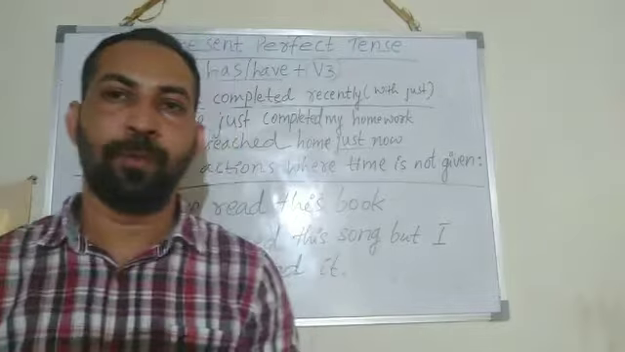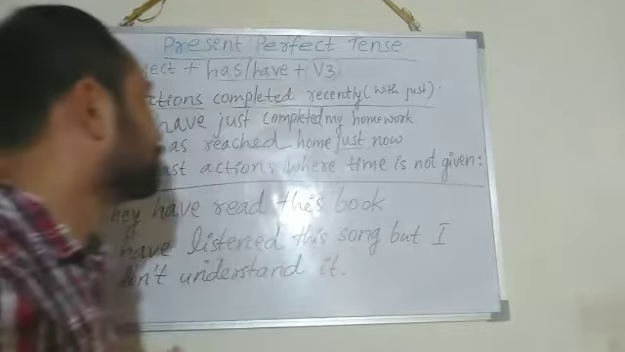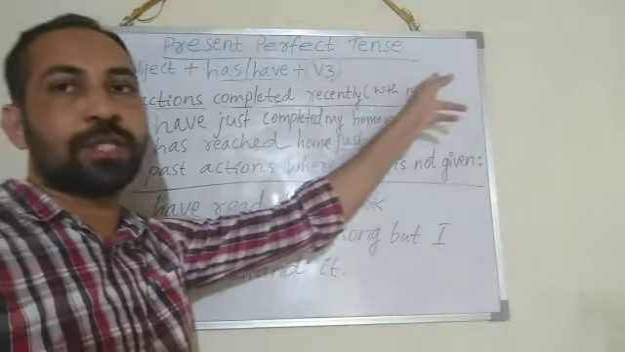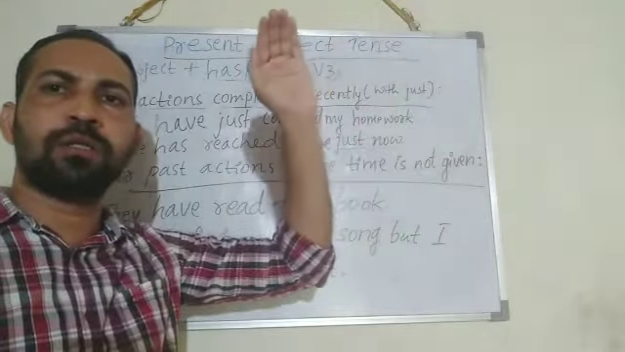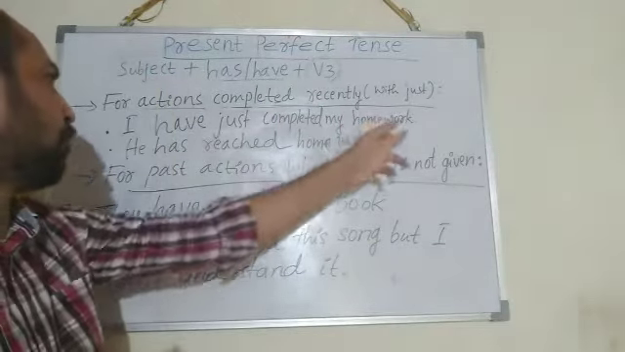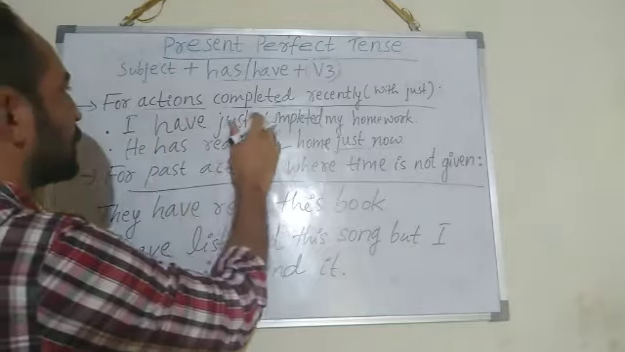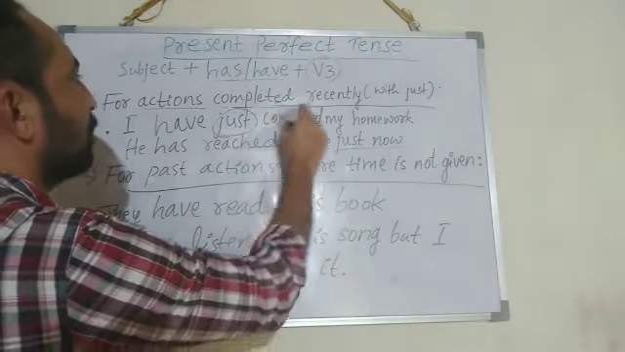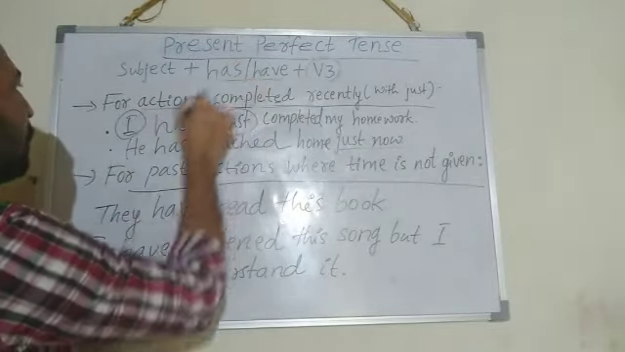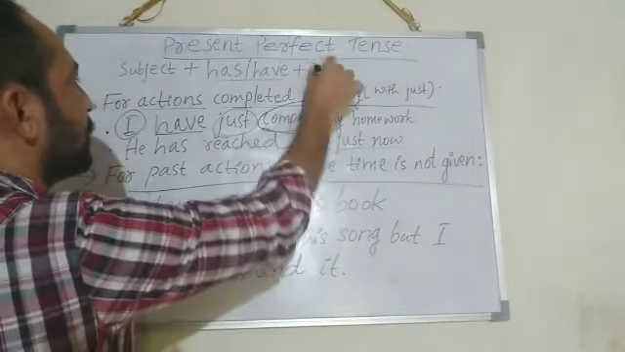Okay. When to use present perfect tense? That you have to study. Look at the board. For actions completed recently by using the word just or just now. For the recent completed actions. Here are examples. I have just completed my homework. He has reached home just now. See, I have just, the word you can use here, just completed my homework. As per the rule, I, that is the subject, auxiliary verb, have, and V3 form, completed is the V3 form.